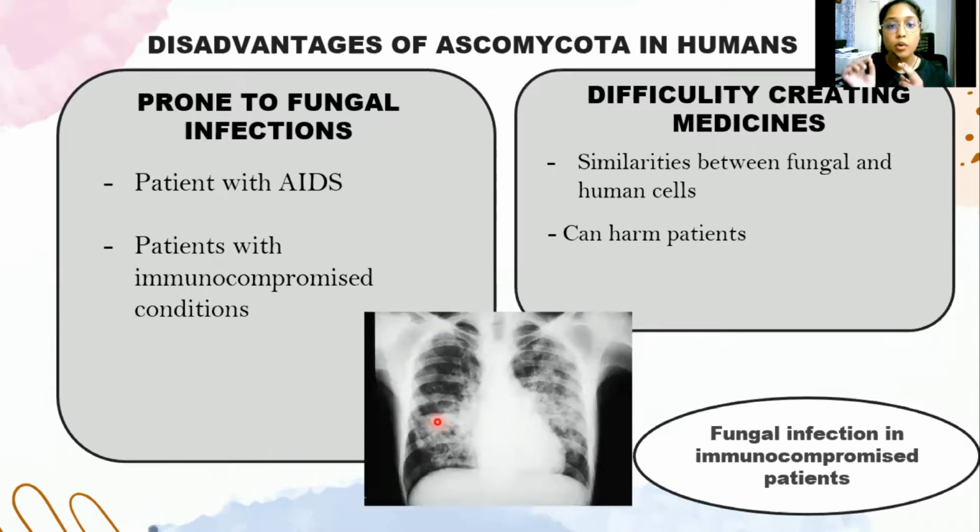Some people are more prone to fungal infection. Who are these people? These people are patients with AIDS and patients with immunocompromised conditions. So what are patients with immunocompromised conditions? These patients have a low immune system where their body cannot fight against diseases. These fungi also create difficulty in developing medicines. Why? Because there are many similarities between fungal and human cells. So over here is a scan that shows a fungal infection that occurs in immunocompromised patients.